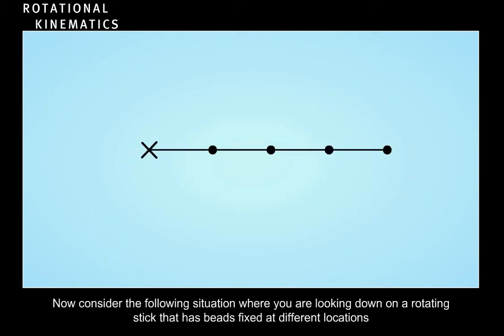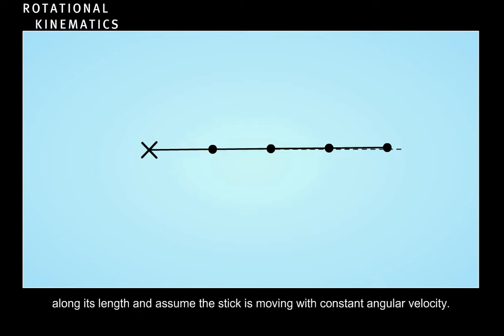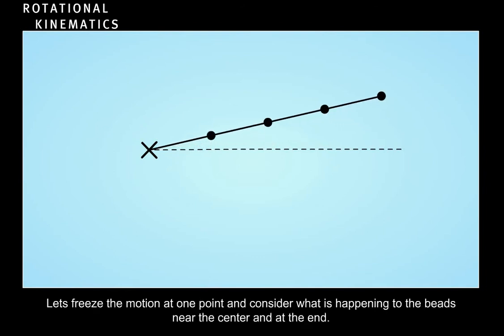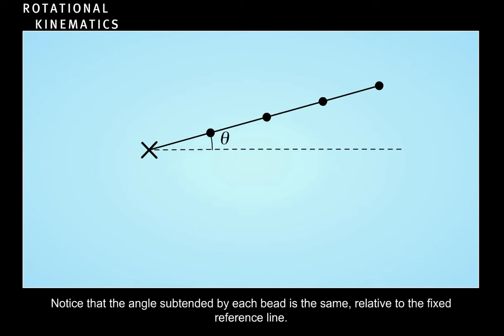Now consider the following situation, where you are looking down on a rotating stick that has beads fixed at different locations along its length and assume the stick is moving with constant angular velocity. Let's freeze the motion at one point and consider what is happening to the beads near the center and at the end. Notice that the angle subtended by each bead is the same, relative to the fixed reference line.